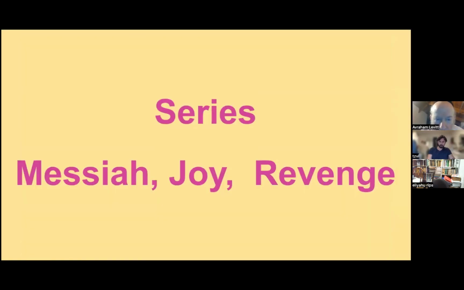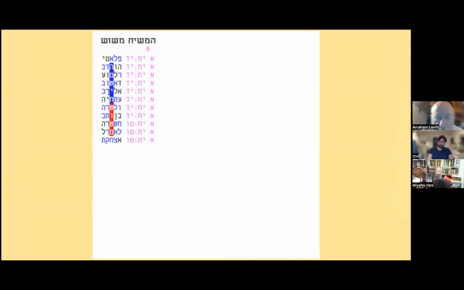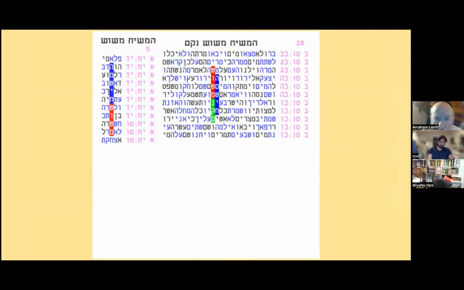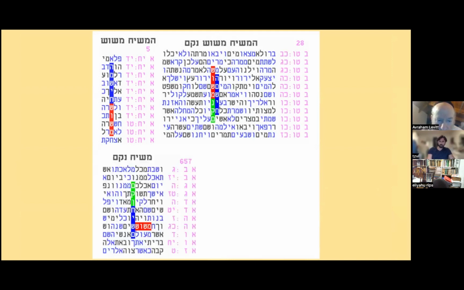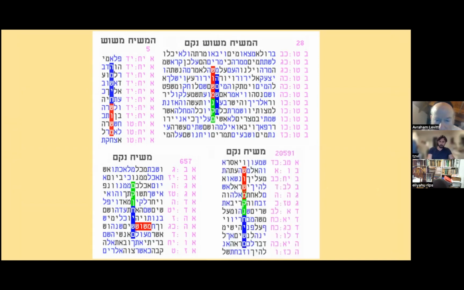I want to talk about this simpler series of just 3 words, Messiah, joy, and revenge. We've known about these for quite a while. The smallest skip of Mashiach, we have Mesos, which is joy. And it's repeated with the word revenge in green at a small skip as well. So Messiah and joy with revenge. And those 3 words are repeated in a second place and in a third place. To have them repeat only once is already interesting.